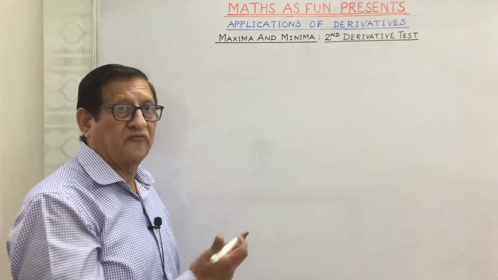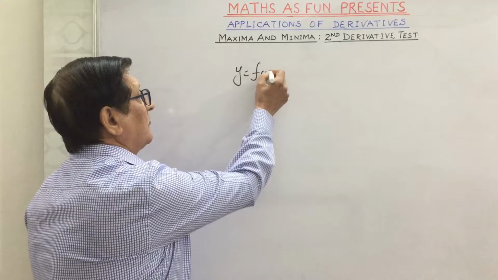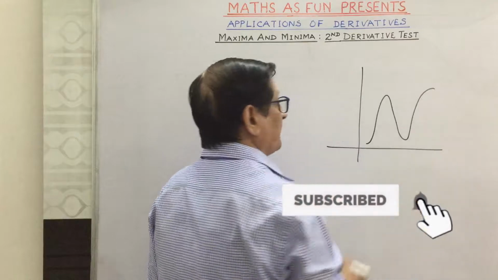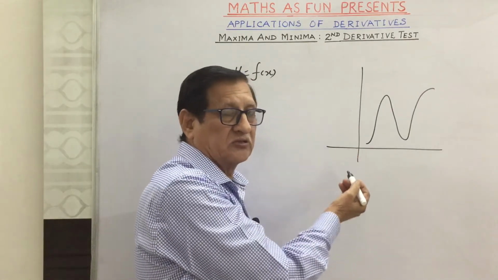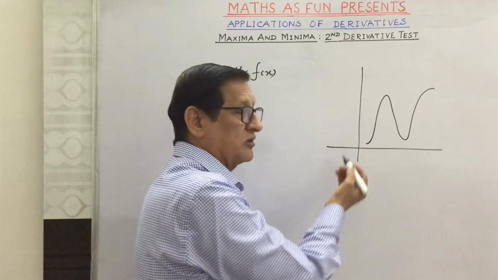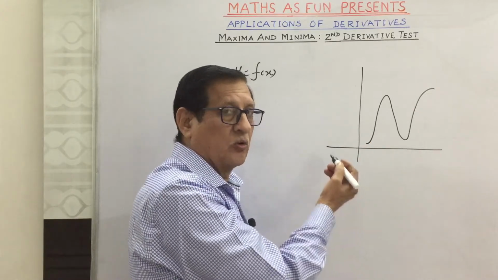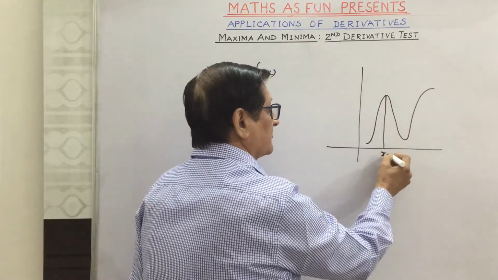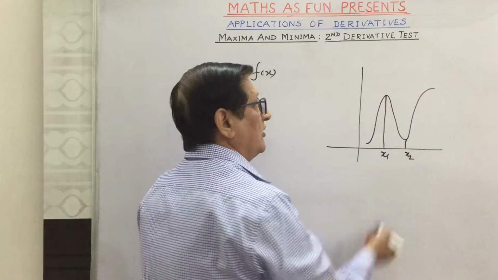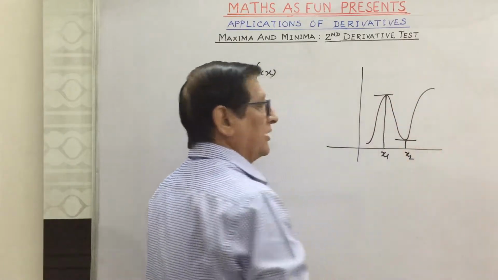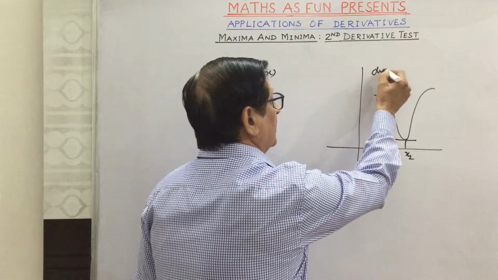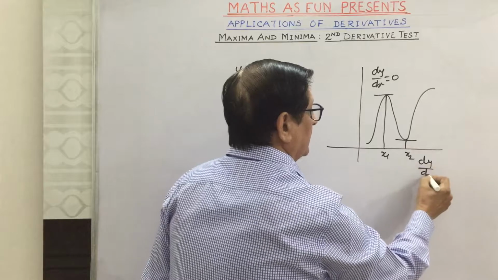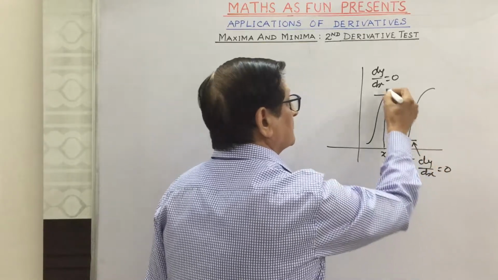For a function y equal to f(x), when we draw the curve, we find that the curve goes like this, where we find some points of maxima and some points of minima, which we call the local maxima and local minima. And at these points, like this is the point x1 here and this is the point x2, we find the tangents are parallel to the x-axis and dy by dx is equal to 0 at these points.